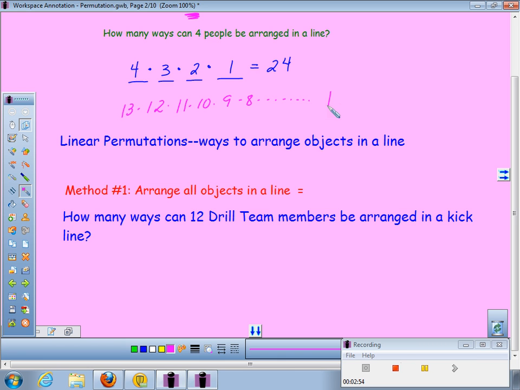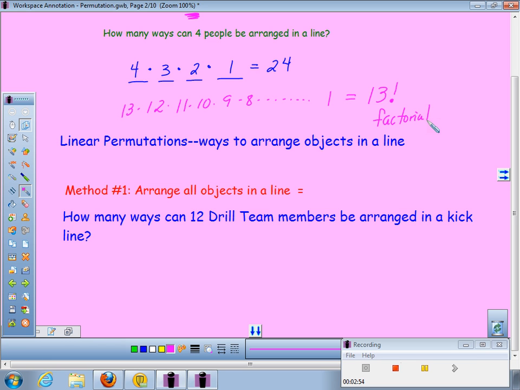Mathematicians wanted a better way to type that in than 13 times 12 times 11 times 10. So they invented a notation to say, hey, start at 13 and multiply all the way down. You probably have seen this before. They write 13 and they put an exclamation point behind it. Its name is a factorial. You type 13 factorial.